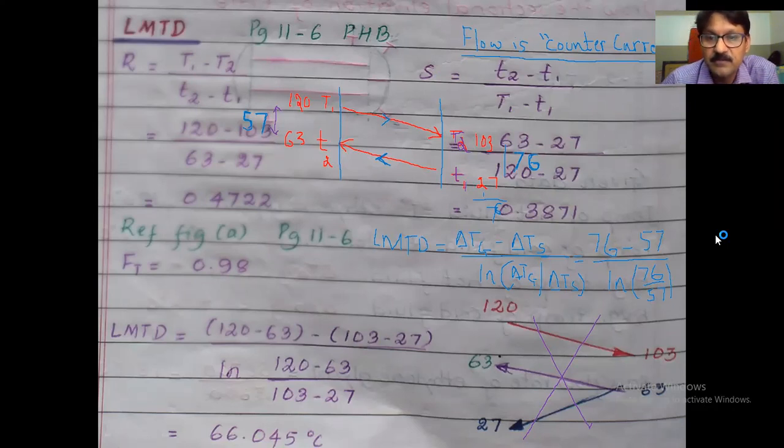Can you hear me? Yes, sir. Okay, so understood, no? Otherwise, you can write like this also: 120 minus 63 minus 103 minus 27, divided by ln of 120 minus 63 divided by 103 minus 27. So that is also right. If you calculate, your answer will be 66.045 degrees centigrade. Are you getting this? 66.045 degrees centigrade? Yes, okay.